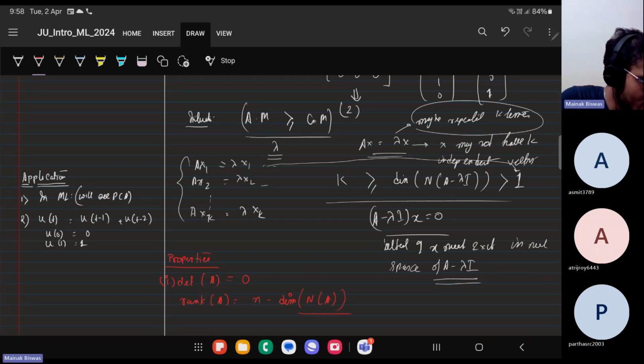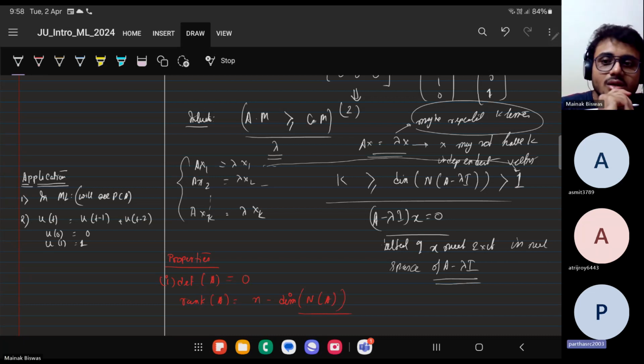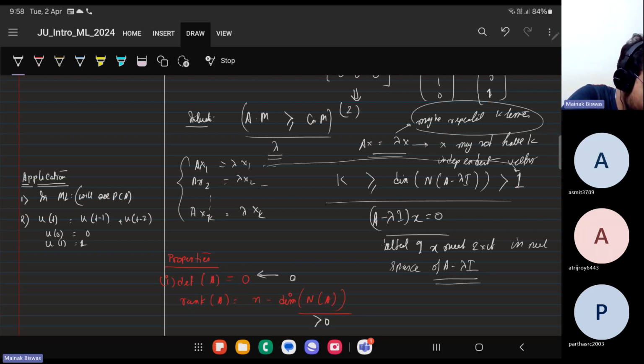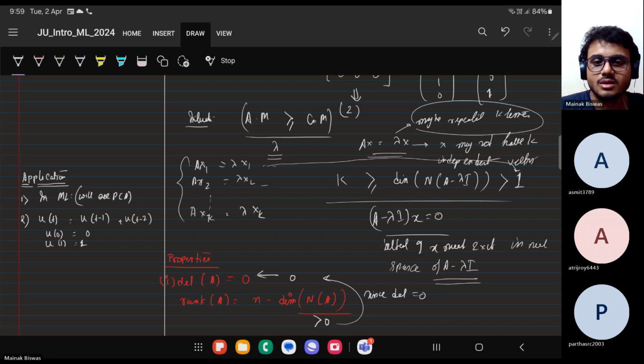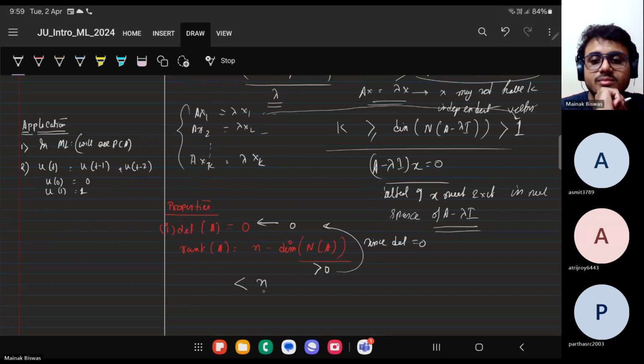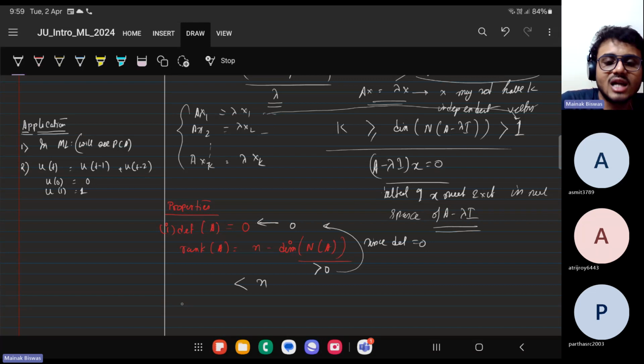What is an eigenvalue? The dimension of null space of A is greater than 0, because otherwise the determinant cannot be 0. Do you agree? Is it okay? So do you see rank is less than n? Yes or no? Yes. So now you have to show that at least one lambda is equal to 0.